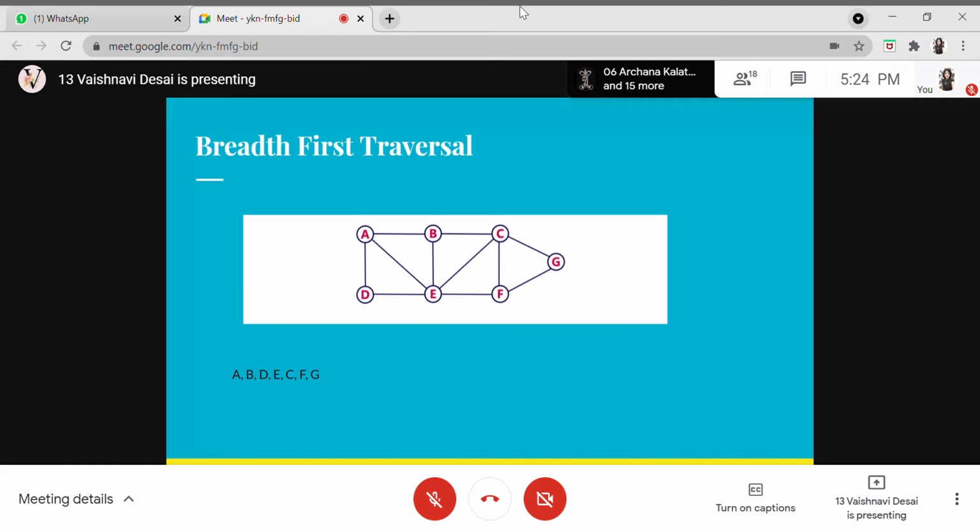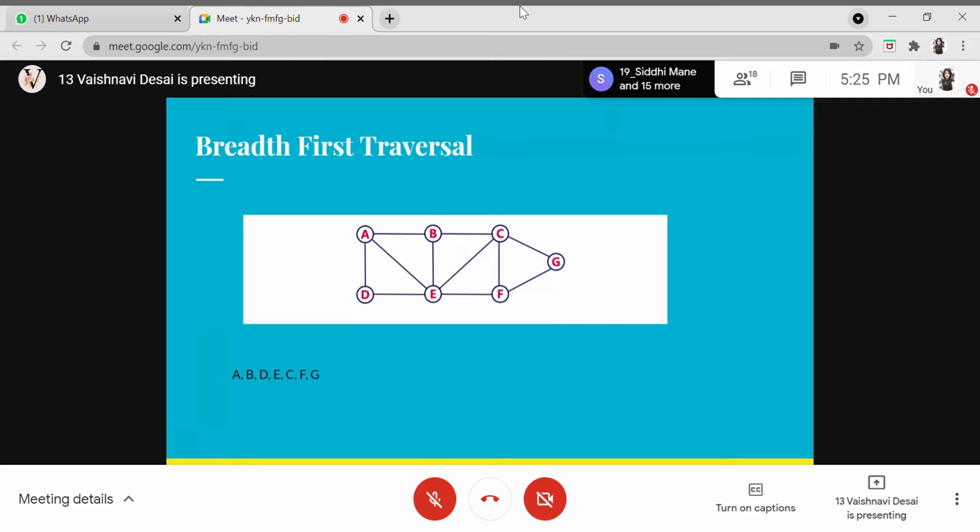Then after B, we had visited D. So again, you see D. D is connected to E and A, but both of them are visited. Then after D, we had visited E. E is again connected to A, B, and C, but three of them are visited. Then after E, we had visited C. C is connected to B, F, and G. So B is visited, but F and G are not. So we visit F and G.